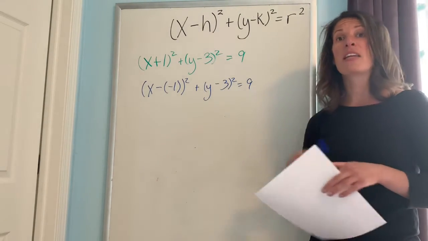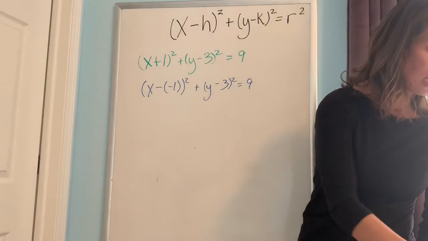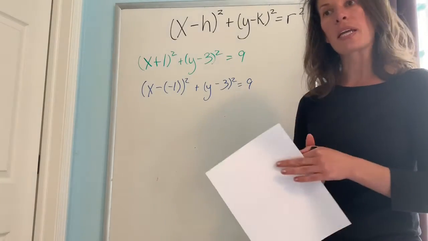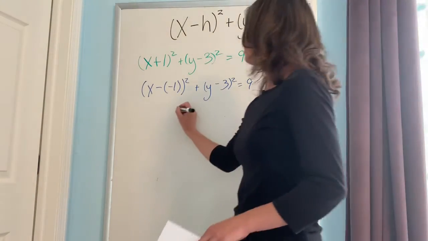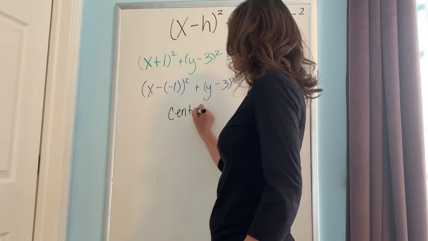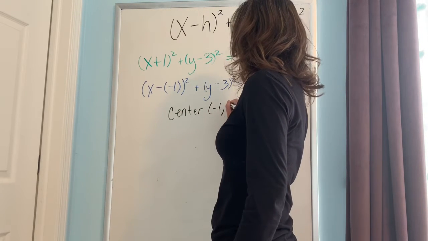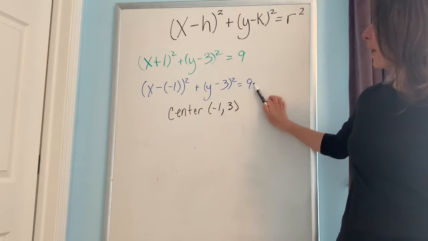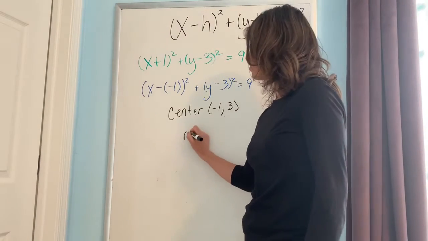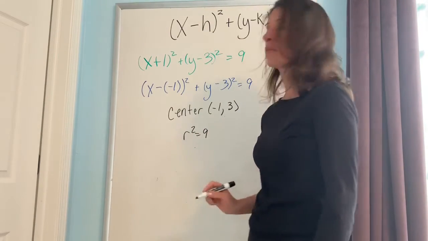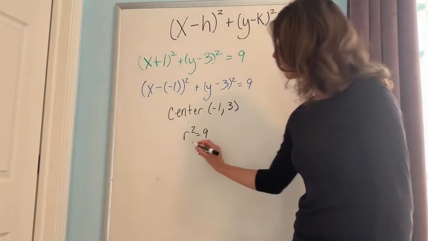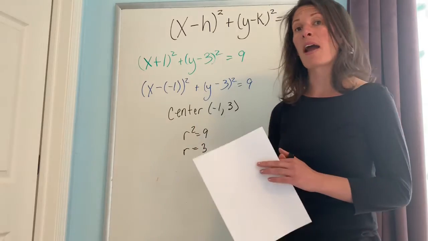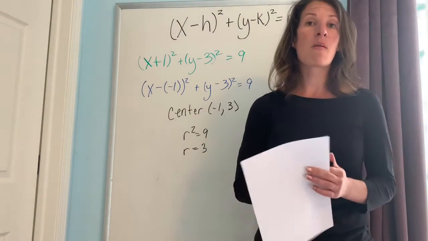Now it should be evident where our center is. Our center is at negative 1 and 3. And then remember, our radius is squared, so that means that r squared is equal to 9. The square root of 9 is 3, so that means that r is equal to 3. And now we can graph it, knowing where our center is and what the radius is.